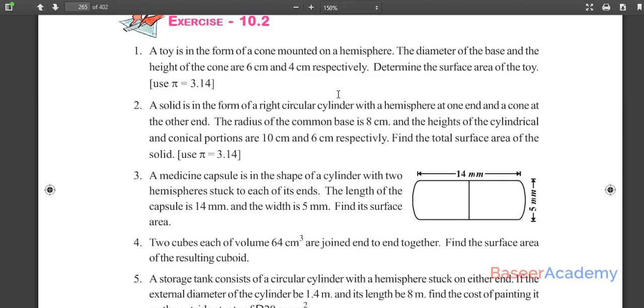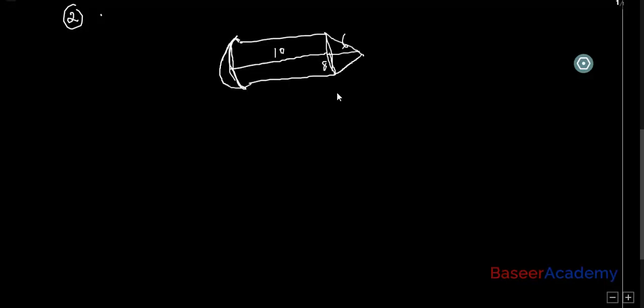This I'm not going to do. I'll just give you a hint. I'm sure you can do it on your own. This is very similar to the first one. In the first one, we just had one cone mounted on a hemisphere, but here we have a cylinder and we have two shapes connected to each of its ends. One is a hemisphere and the other is a cone.